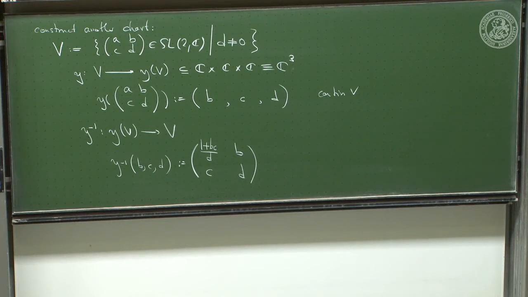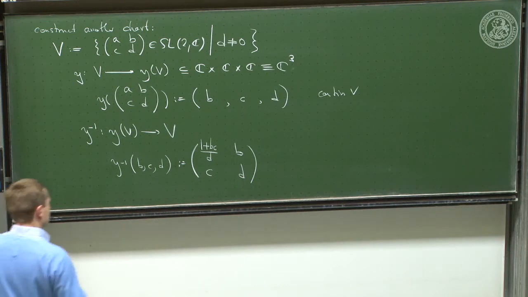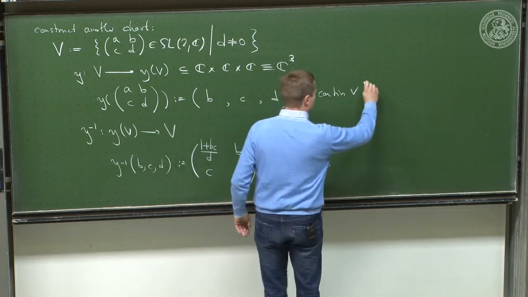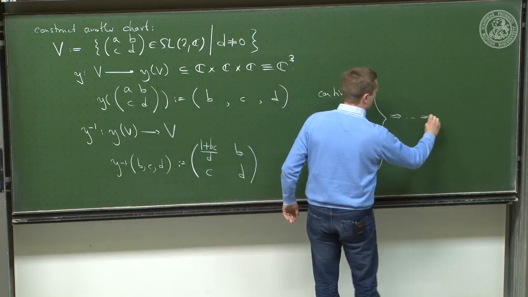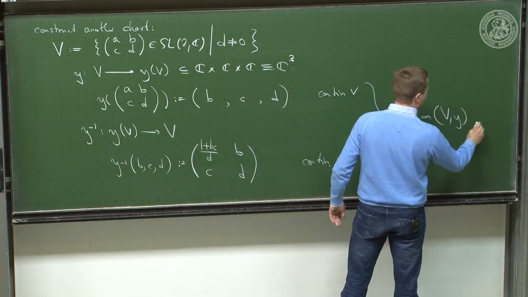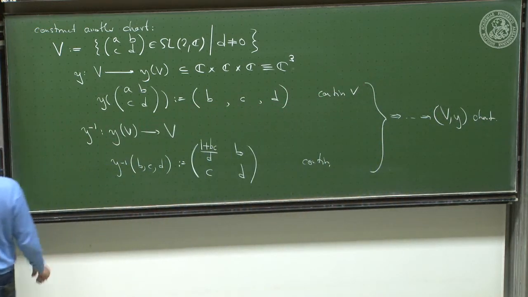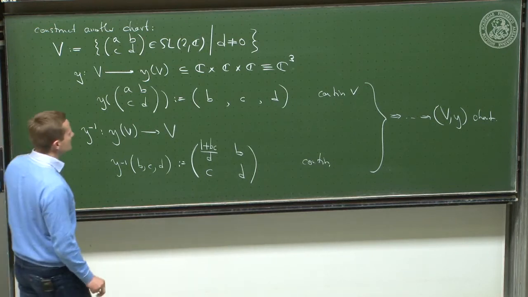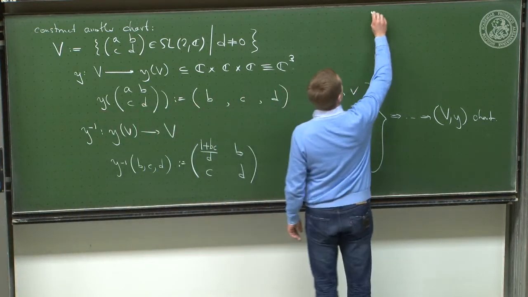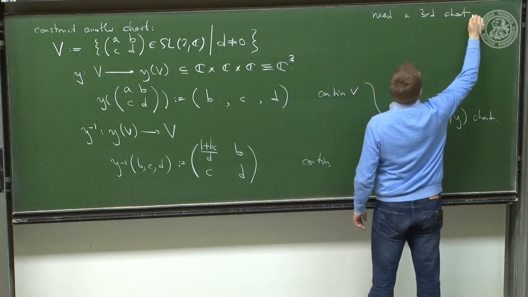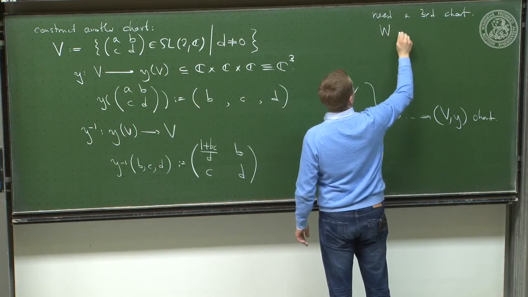But then I'm only missing... Okay, then I need a third chart probably. That's the point. Okay, fine. So this is also continuous, and by the same arguments, it follows that V is a chart. Okay, and now you say, does the union cover? No, the union doesn't cover. And what I need is a third chart, let's call it W.